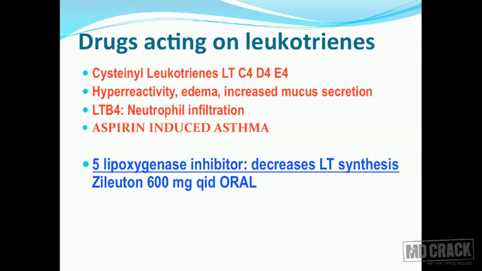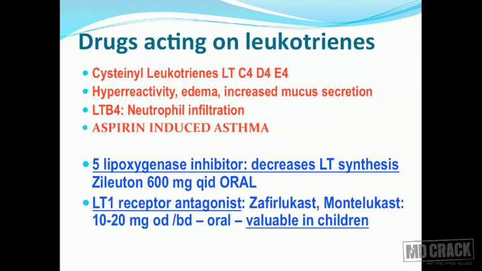Number one, the enzyme 5-lipoxygenase, which is responsible for leukotriene synthesis, could be inhibited. So we have a drug which inhibits 5-lipoxygenase and decreases the leukotriene synthesis. Name of the drug is Zileuton, and very fortunately, it's available by oral route of administration.